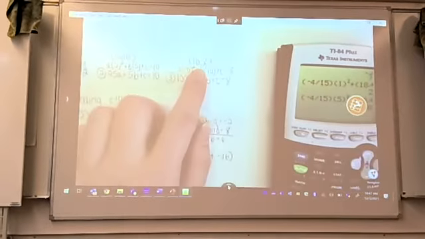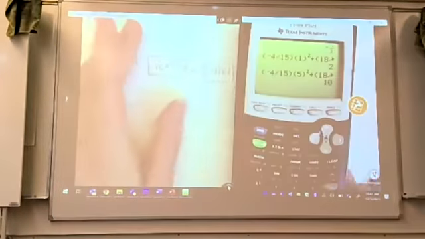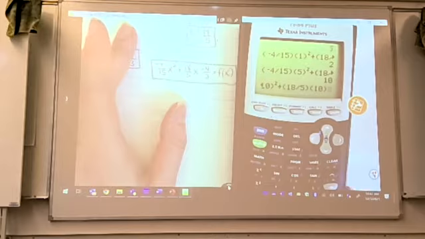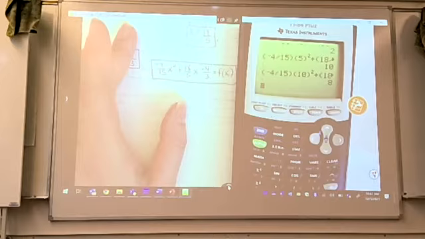If you're still paranoid, you can plug in the last point. I'm going to plug in the last point for good measure. -4/15, 10 is the number that I'm plugging in for x, because that's the coordinate, plus 18/5 times 10, minus 4/3. Again, my answer for this should be 8.